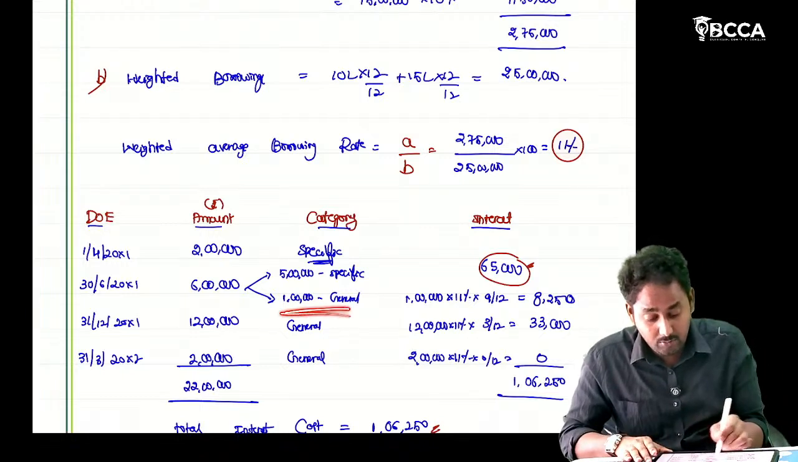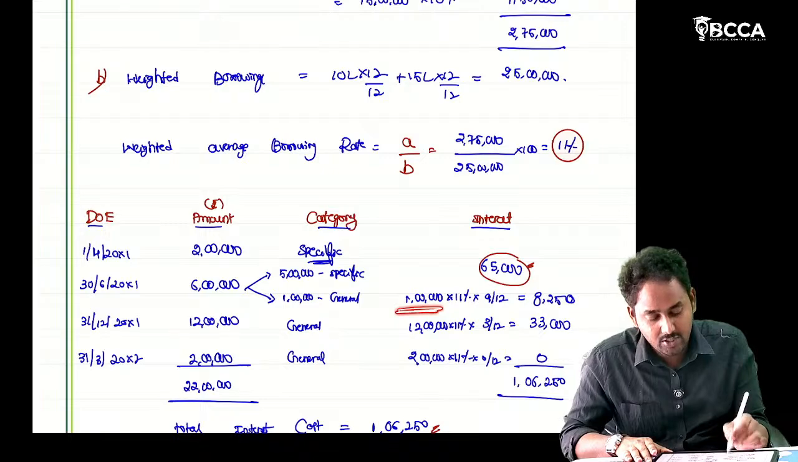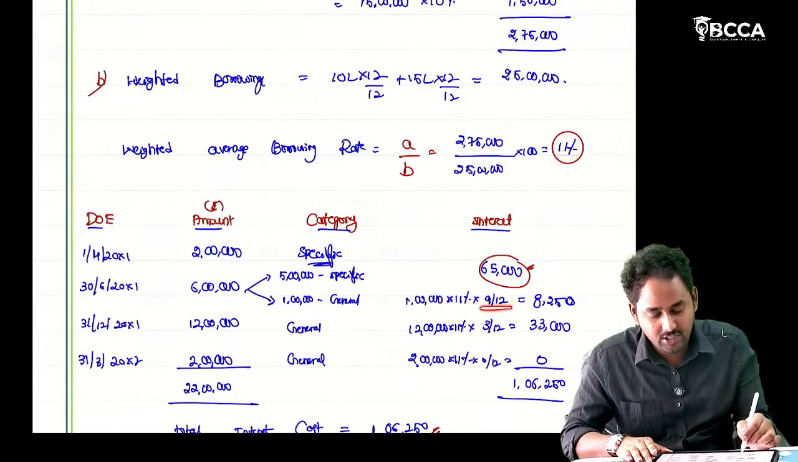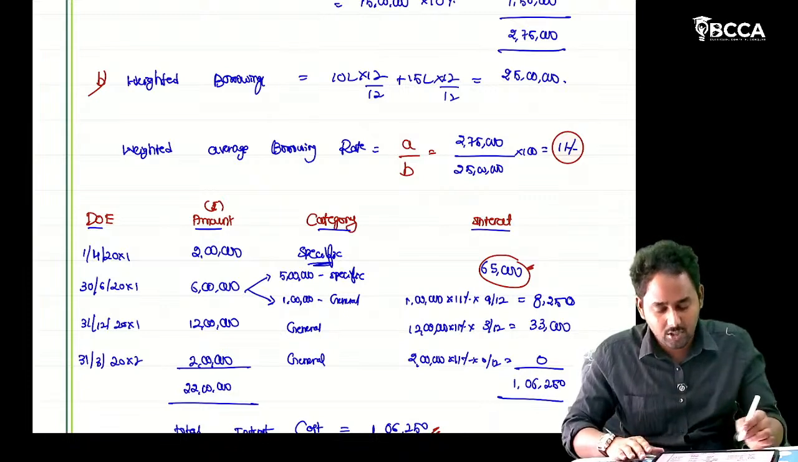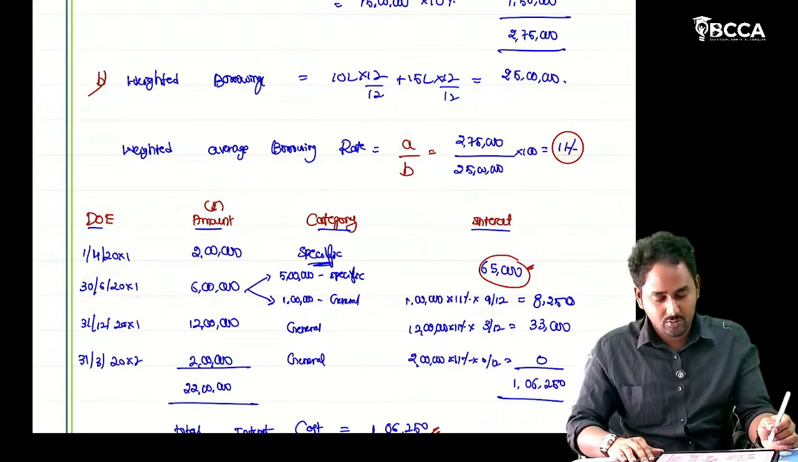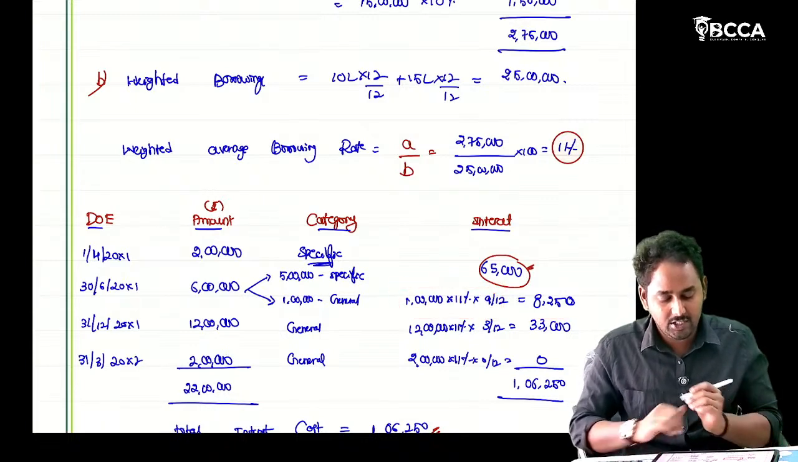Coming to general borrowings. What is the formula? What is the expenditure amount? 1 lakh rupees into what is the rate of interest? 11 percentage into what is the period? The period starts from the later of the following dates. 30th June is the later. So 9 divided by 12. So 1 lakh into 11% into 9 by 12, 8,250.